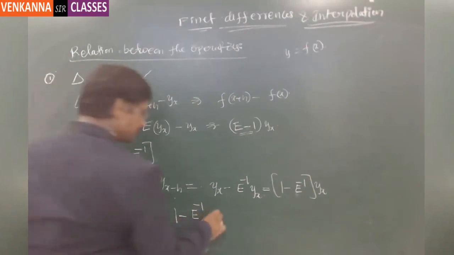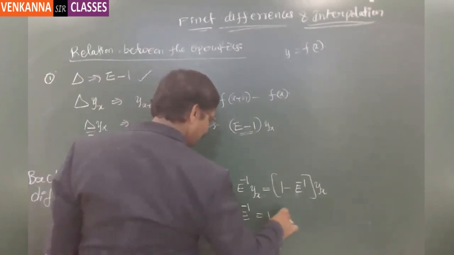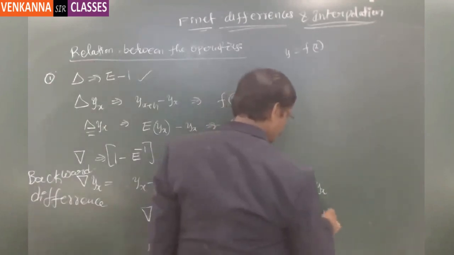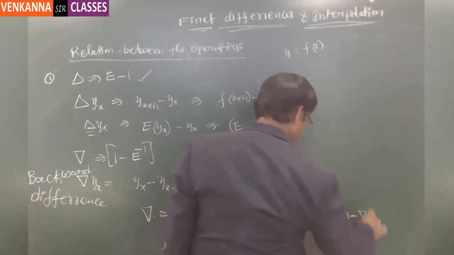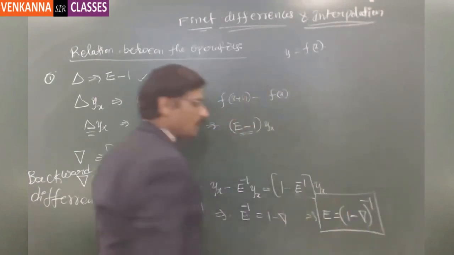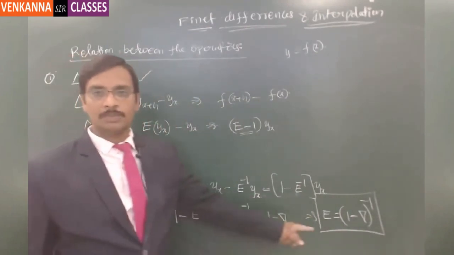Or this can also be treated as E power minus 1 is equal to 1 minus inverse delta, or this can also be treated as E is equal to (1 minus inverse delta) whole power minus 1. So this is also one relation. This formula we are going to use in the case of Newton's backward interpolation formula.